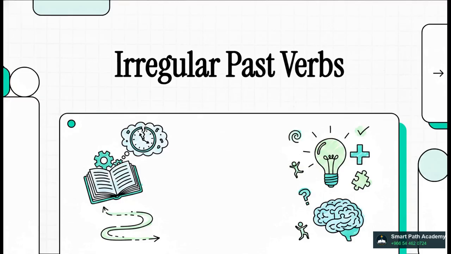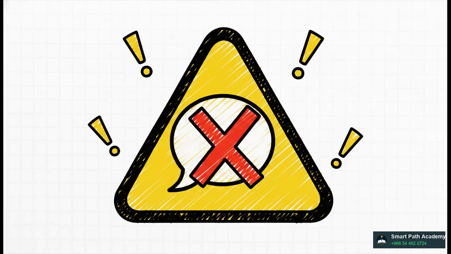Today, we're going to focus on mastering a very special part of English grammar, verbs that completely break all the normal rules. Our goal today is to make irregular past verbs simple, clear, and super easy for you to remember. Okay, let's dive into this.